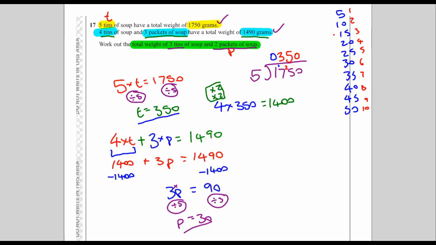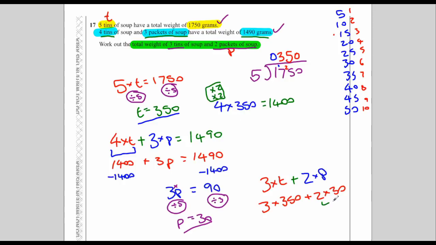and 2 packets of soup. So 3 tins plus 2 packets of soup, 2 times p, is the answer that the examiners want. So 3 times t was 350 and p was 30. So we want to add these two numbers.